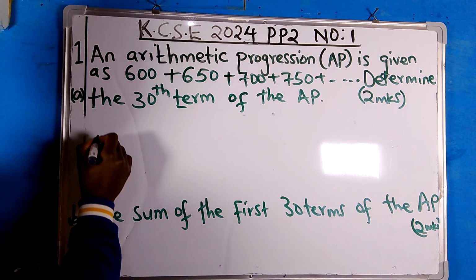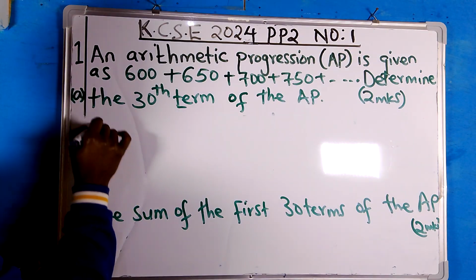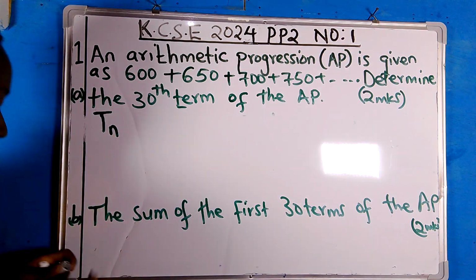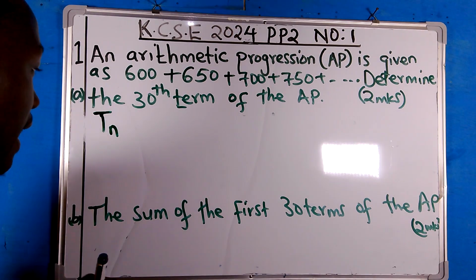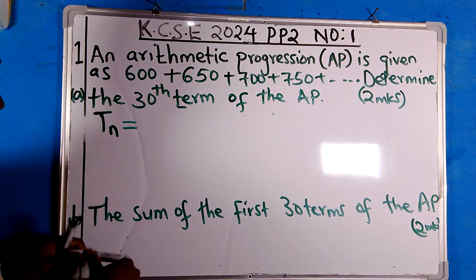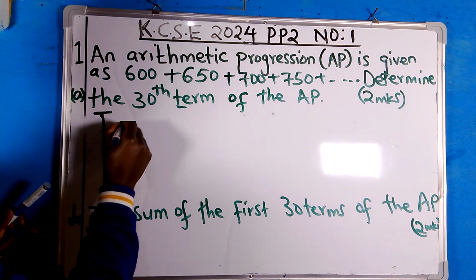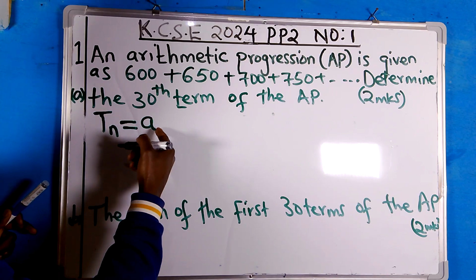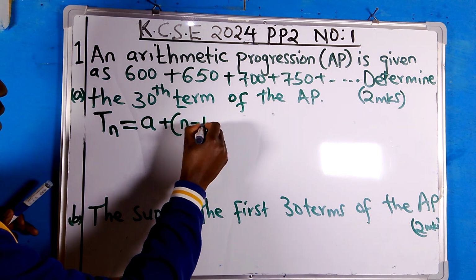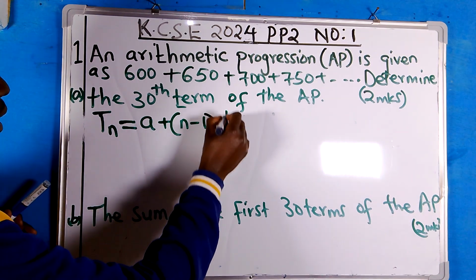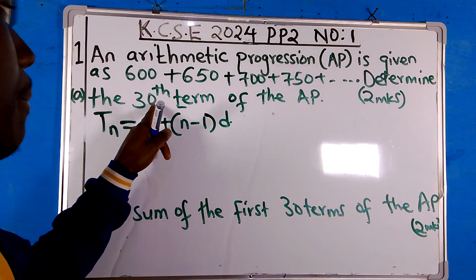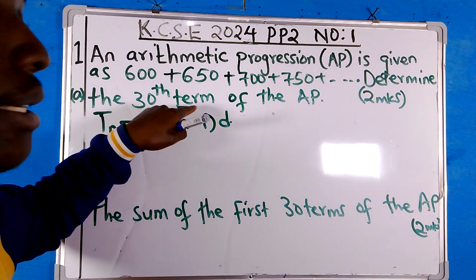So for us to determine the 30th term, the formula that we are going to use is Tn, the nth term, is equal to the first term, which is A, plus the common difference (n minus 1)d. So this is the formula we use to find the nth term. Our nth term is the 30th term.